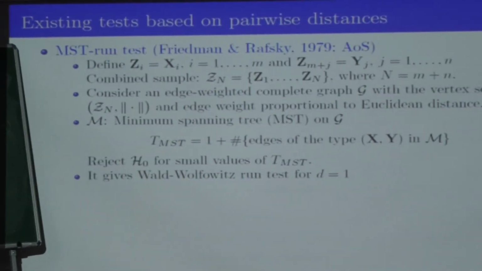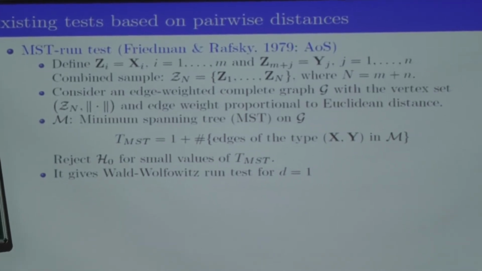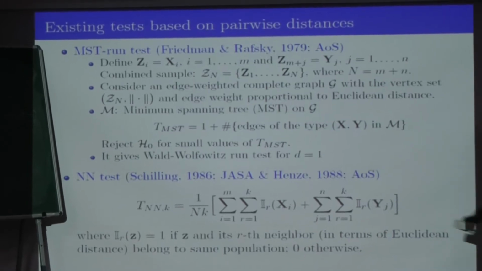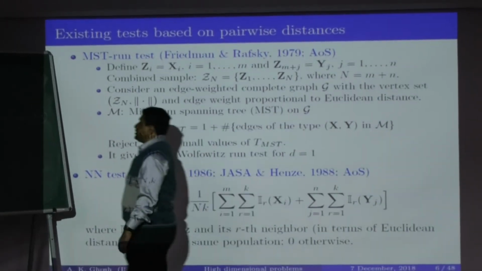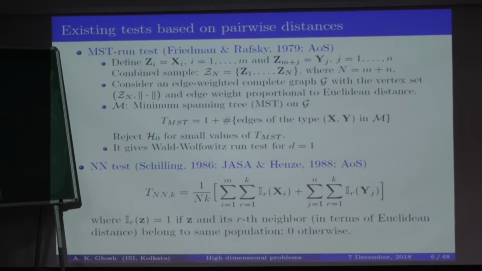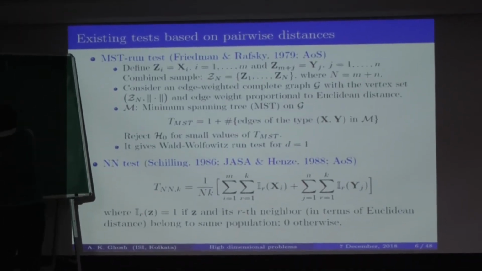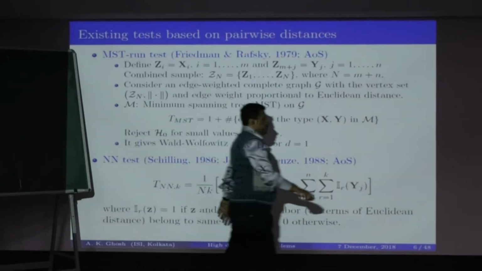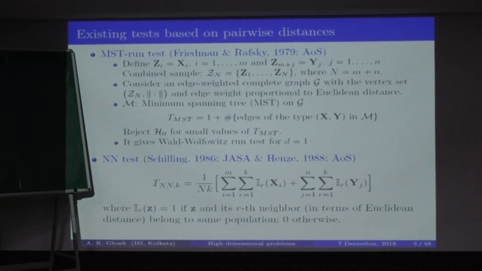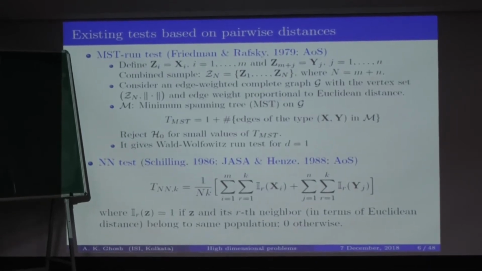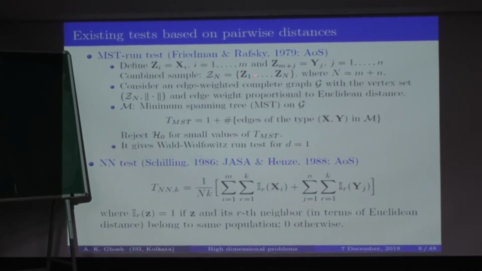As I mentioned, it will give you the Wald-Wolfowitz test for dimension 1. And there are several other tests that we will discuss. One of them is nearest neighbor. This is a much simpler concept. What I am doing here, I have some observations, x1, x2, ..., xn from the first class, y1, y2, ..., yn from the second class.